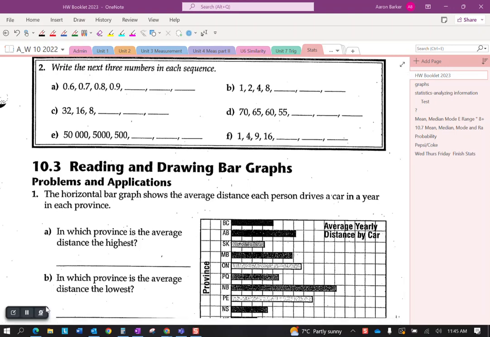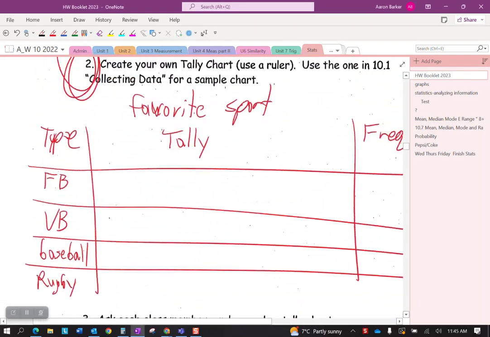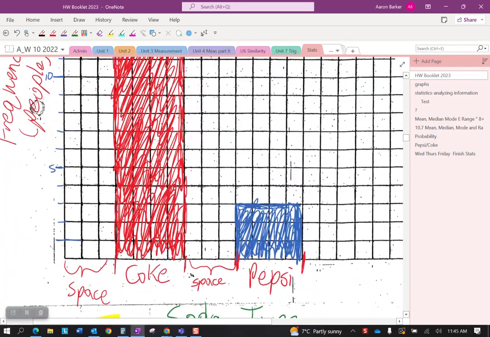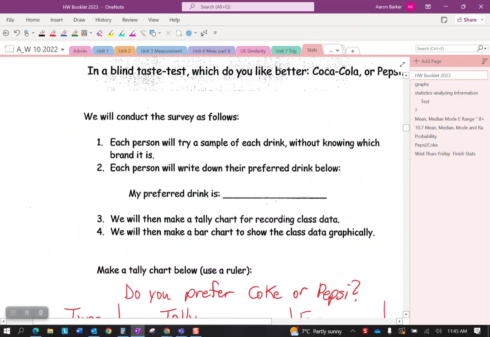So reviewing from yesterday, what we were looking at was bar graphs. We're going to review our bar graphs today and move forward with more bar graphs, including double bar graphs. Looking at yesterday's work, we did the Coke Pepsi challenge.